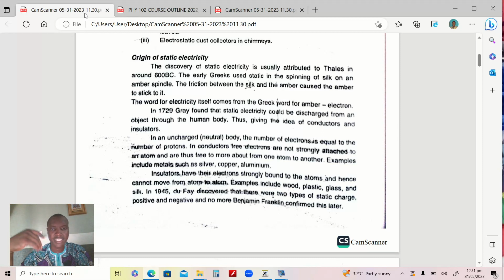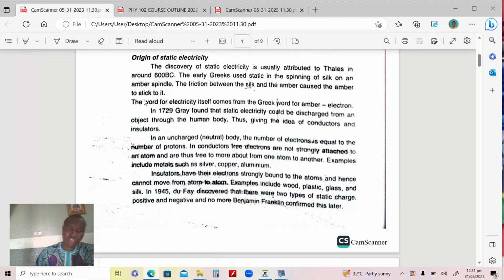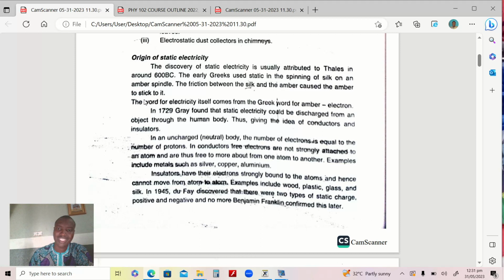Now, the Greek people discovered that the silk clothes they wear get sparked during their dry season. So they call that spark, or they call that electrons or charge, amber according to their language. So the word electricity itself comes from the Greek word amber, which means electron. In 1729, Gray found that static electricity could be discharged from an object through the human body, thus giving the idea of conductors and insulators. And of course, conductors allow free passage of electricity, while insulators do not.